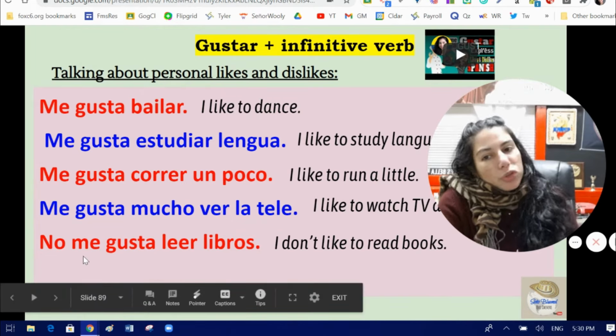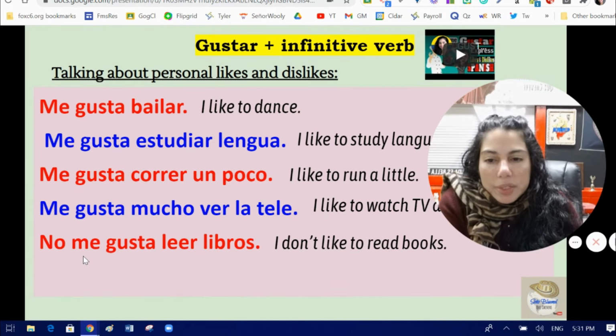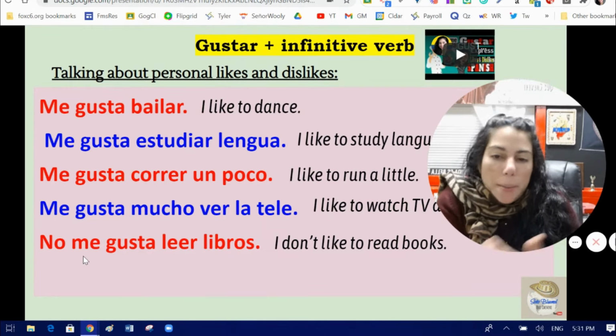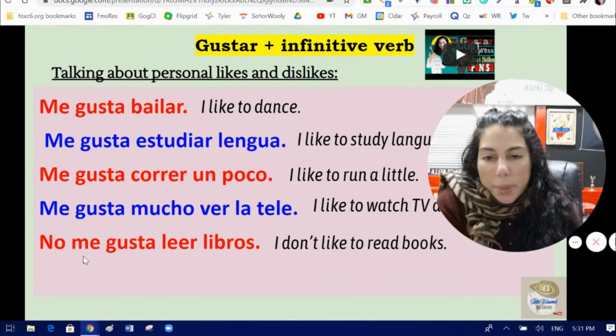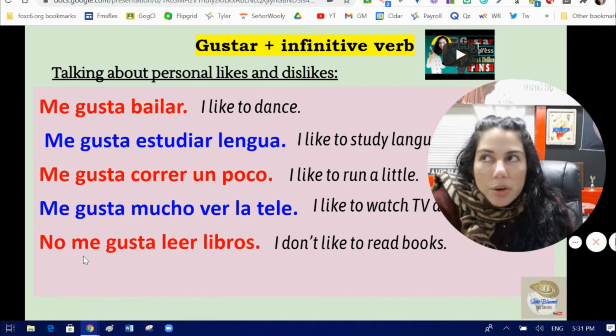Or if you don't like something, you just put the no in front of the indirect object pronoun, which is me or le or te. So you would just say no and then me gusta and then whatever. No me gusta leer libros. I don't like reading books. Or no me gusta comer pizza, or no me gusta comprar, or whatever you want to say.